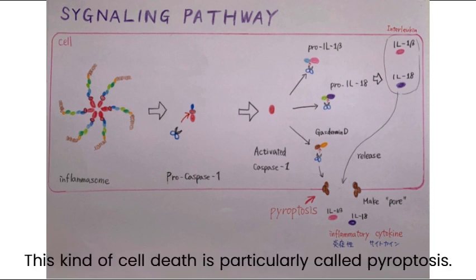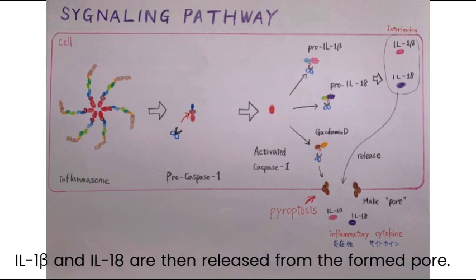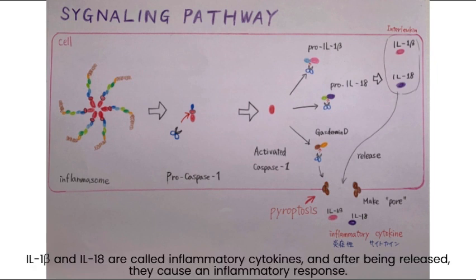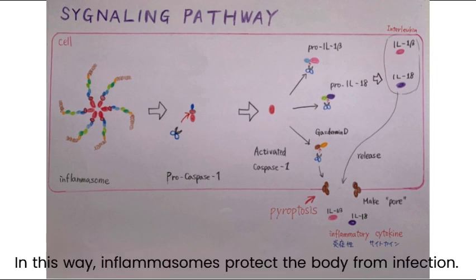This kind of cell death is particularly called pyroptosis. IL-1 beta and IL-18 are then released from the formed pore. IL-1 beta and IL-18 are called inflammatory cytokines, and after being released, they cause an inflammatory response. In this way, inflammasomes protect the body from infection.